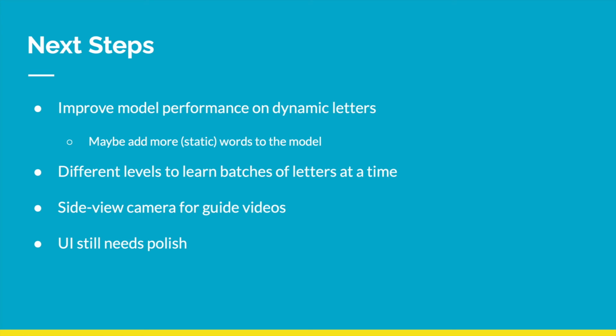With that feedback, this is what I'll be working on for the remaining week and a half. First, the model needs to be more robust to dynamic letters. And once that's done, I'm also considering adding a few more short, common words to the model if time permits. I'll create some levels for the app so that the user can learn and test themselves on just a handful of letters at a time. In the learning mode, I'll add the side view camera angle for the guide video. Finally, the UI could still use a bit more polish.